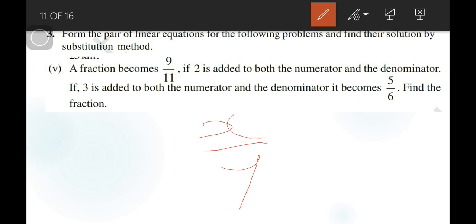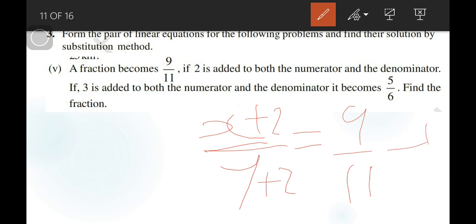Here, read the first line. A fraction becomes 9 by 11 when 2 is added to both numerator and denominator, meaning if we add 2 to x, the numerator, and also 2 to the denominator, then it will be equal to 9 by 11. So it will be equation number 1: x plus 2 divided by y plus 2 is equal to 9 by 11.